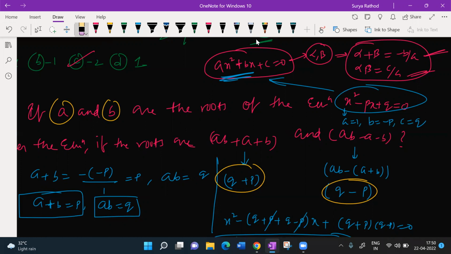Hope it is clear now. That is how I just substituted in the formula. Clear, sir. Yes. Alpha plus beta is p nodes, and how did we get q plus a, q plus p and plus q minus p? So can you explain that?